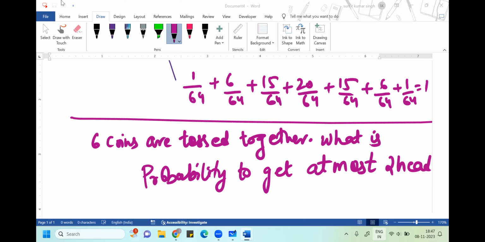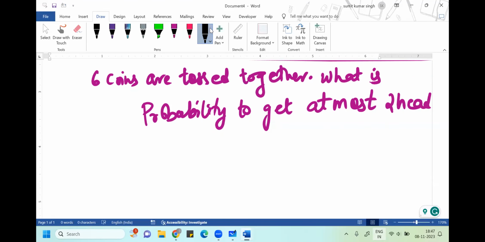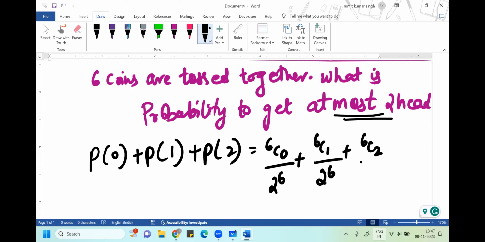21 by 64. 22 by 64, if I'm not wrong. Varsha. Suhas. Okay, Suhas is telling 0.34375. 22 by 64 means 11 by 32 in decimal, so I don't know. So 6 coins, what is at most two head means? Probability of 0 head plus 1 head plus 2 head. Can you understand this now? At most, everyone understand the word at most. 0 head means 6C0 by 2 to the power 6. Okay, 1 head means 6C1 by 2 to the power 6. This is 6C2 by 2 to the power 6.